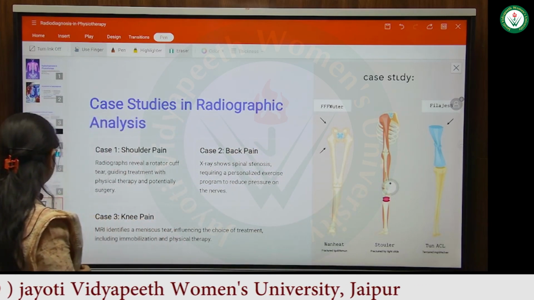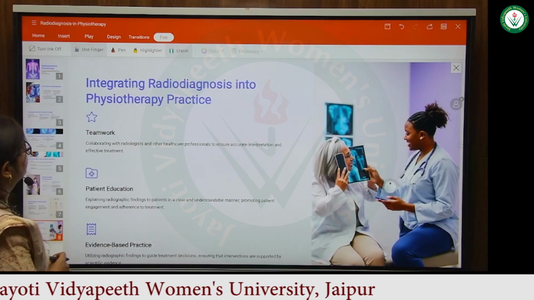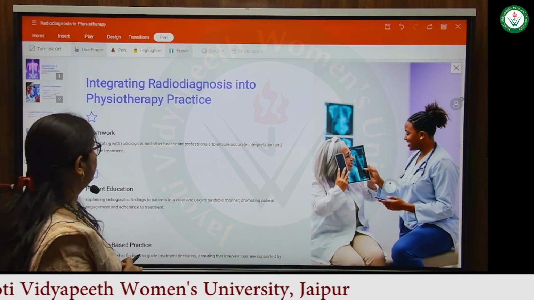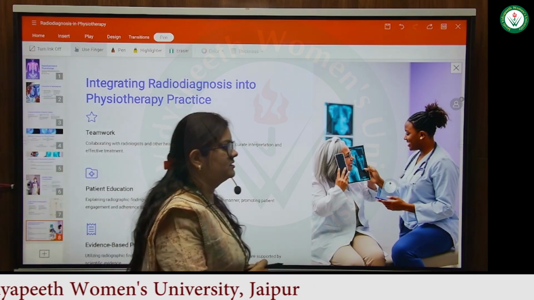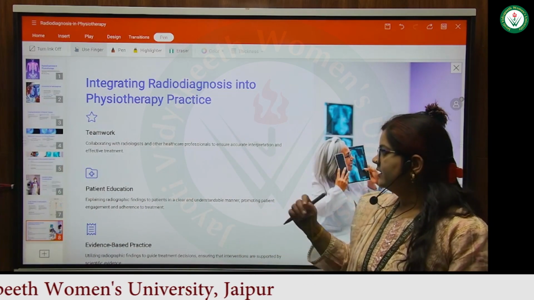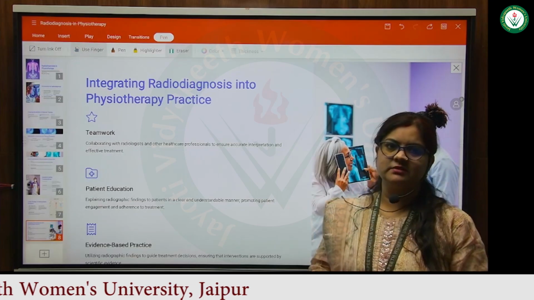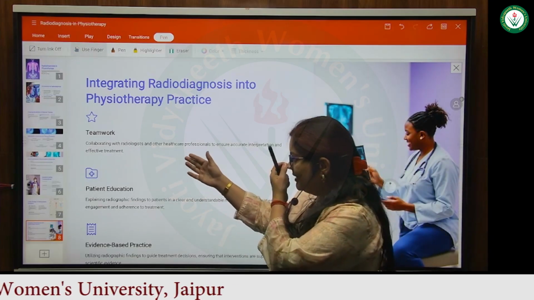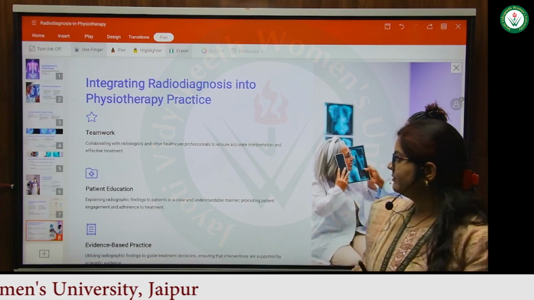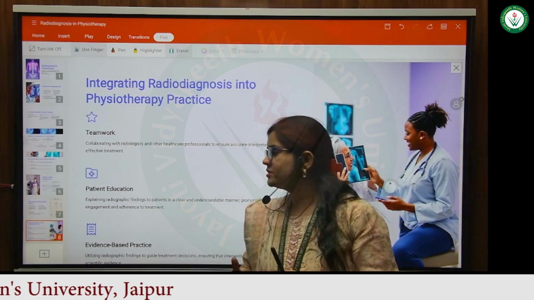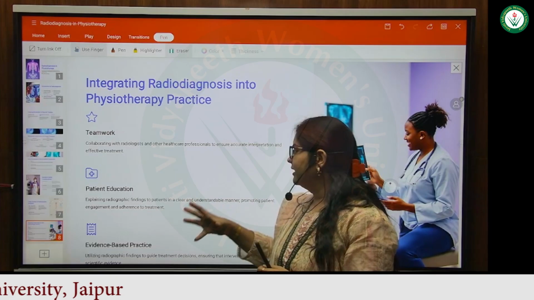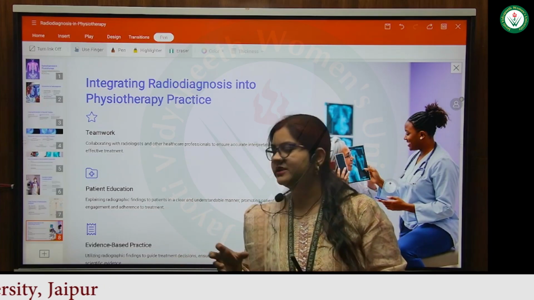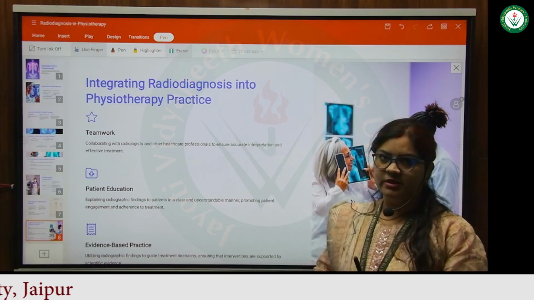Okay, and in the last slide, integrating radiodiagnosis into physiotherapy practice, there are three components: teamwork, patient education, and evidence-based practice. Teamwork means collaborating with radiologists and other healthcare professionals toward the effectiveness of the treatment. Patient education gives a clear understanding, toward the engagement and adherence to the treatment protocol.